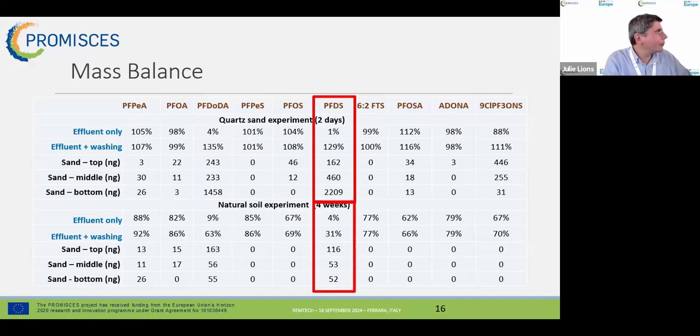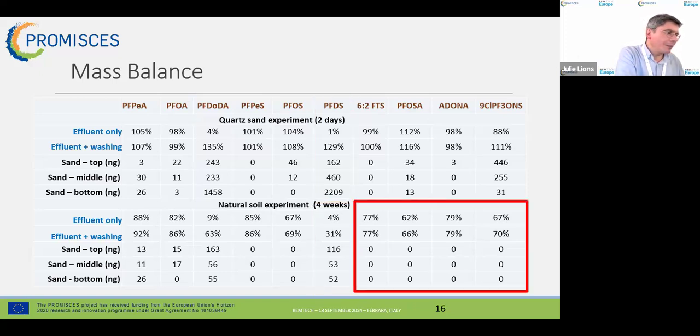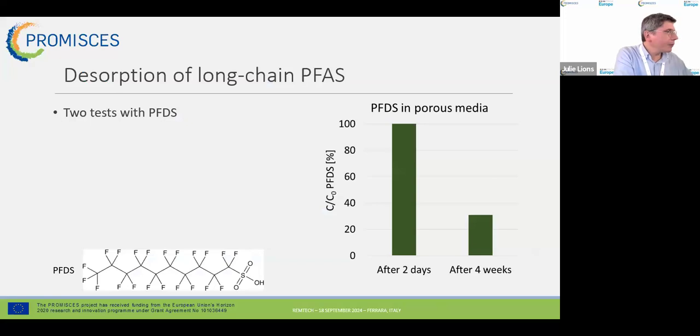Then we did the second experiment. We had the injection for the same amount of time, but then we had a flushing of 4 weeks instead of 2 days. You can see here at the sand that this large amount of PFAS is moved out. Also, if you look at these 4 PFAS, for example, there's nothing found in the sand after these 4 weeks.